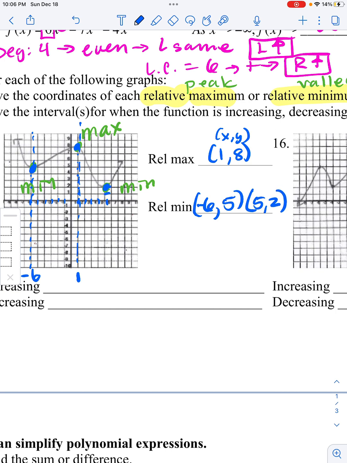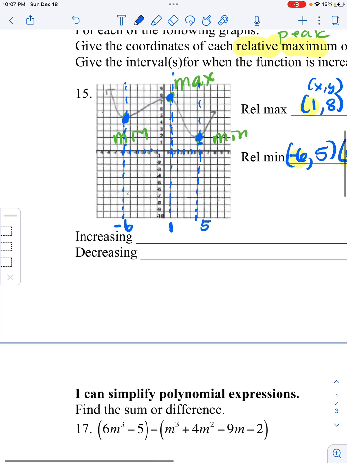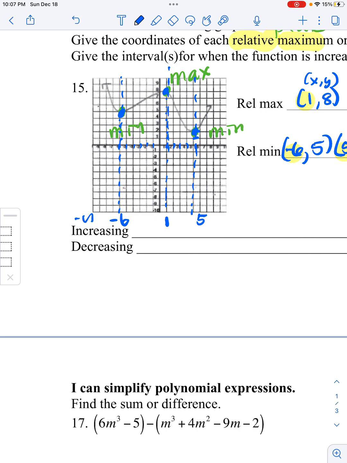So these are all xy's. But the only numbers I'm going to use in the increasing and decreasing are the x's from that. So I'm going to go ahead through this last minimum, and at the bottom, write the x coordinate of that. So those are x's only, keeping in mind that this left end is negative infinity and the right is positive. So this row is now the numbers I'm going to use for my increasing and decreasing.